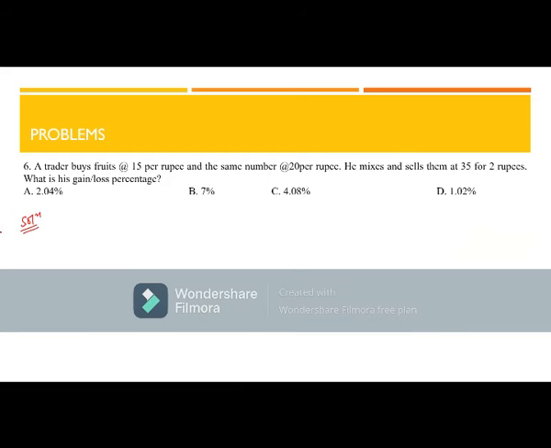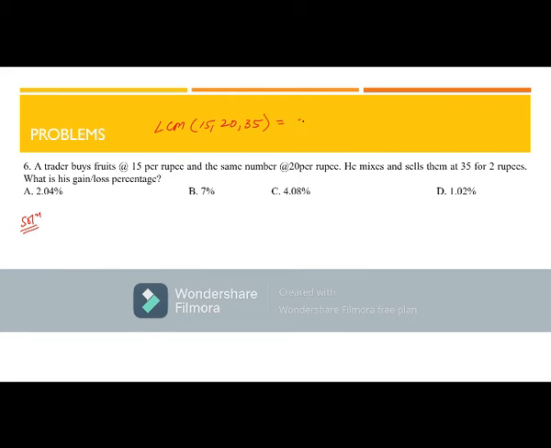A trader buys fruit at 15 per rupee and the same number at 20 per rupee, and he mixes them and sells them at 35 for 2 rupees. So what we do, we don't know the exact number of fruits. He buys fruits at this rate. So we take the total number of fruits to be the LCM of 15, 20, and 35.